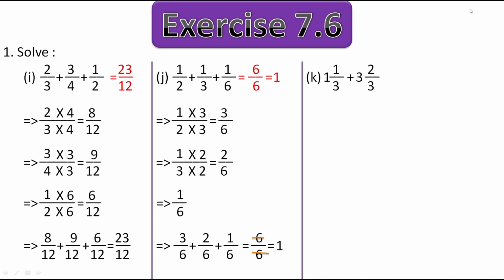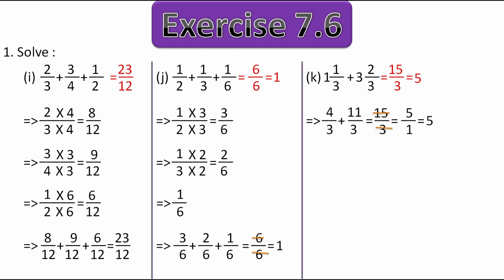Okay. Now let's convert it. 3 ones are 3 plus 1 give you 4 upon 3, and here 3 threes are 9 plus 2 gives you 11 upon 3. So now here we have denominators same, so we can directly add them. That is 15 upon 3 is the answer. So 3 ones are 3 and 3 fives are 15. So answer is 5. Okay.